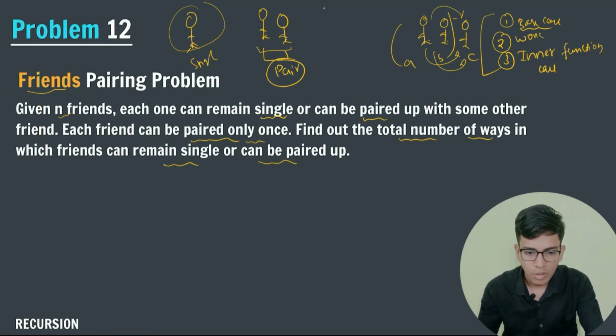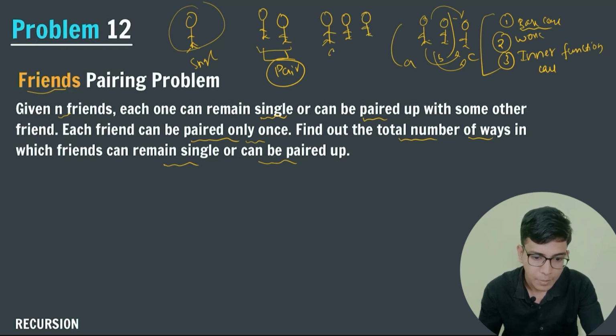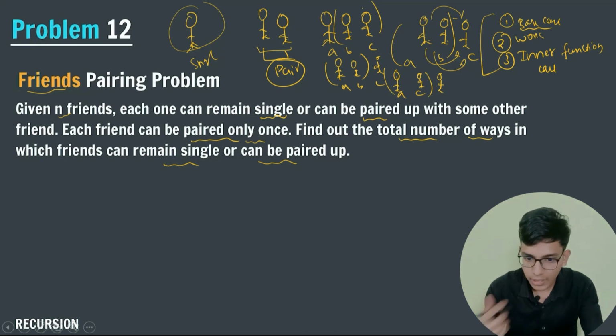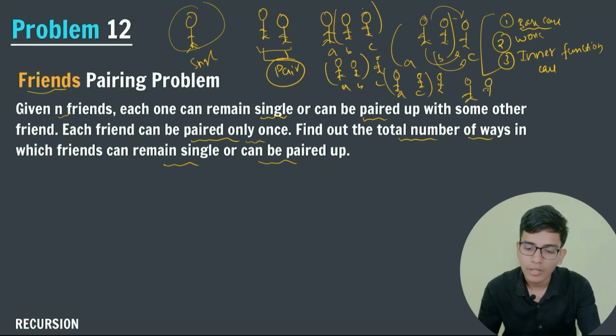To understand this problem, let us take an example that there are three persons, A, B, C. So A can remain single and B, C can form a pair. Or A and B can form a pair and C will remain single, or A and C can form a pair and B will become single. So these are the three ways, and the fourth way that can be possible is that all three of them remain single. Three of them are introverted guys, such that they don't talk with one another. Right? So these are the four ways that can be possible for three friends.